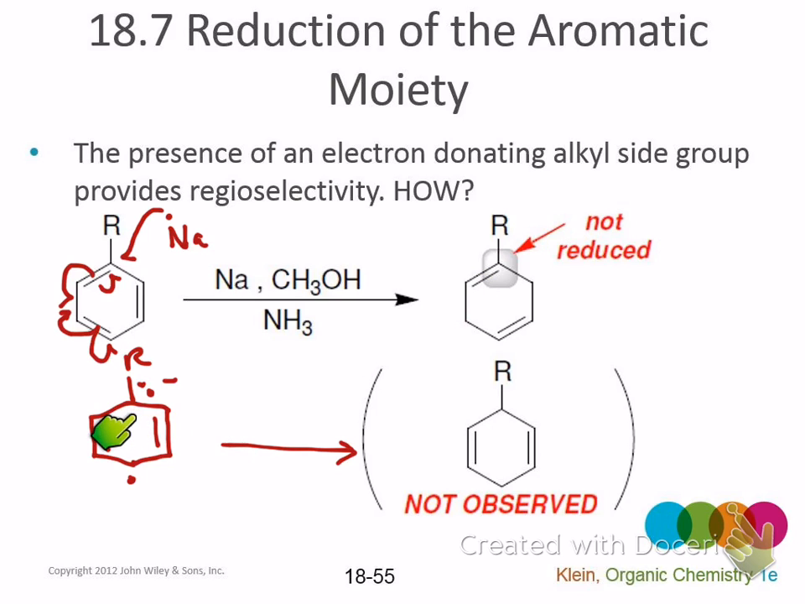But if this is an electron donating group, then the R group is donating a negative charge to this carbon already. So this is going to be high in energy, or higher in energy. Look to see what happens if you add it to the other end of the bond.